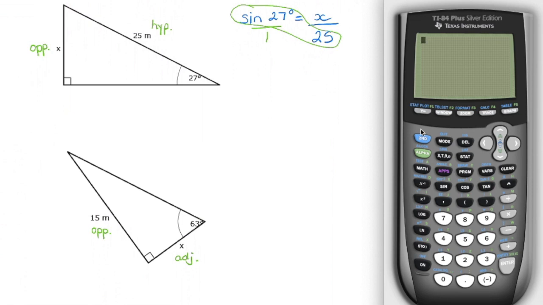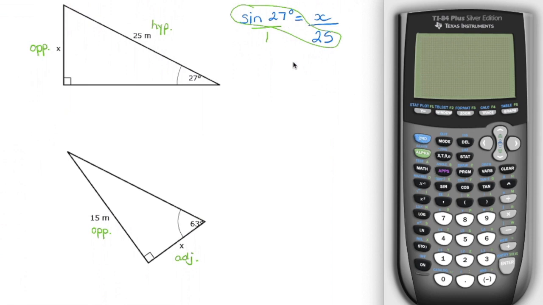First thing we're going to do is make sure we're in degree mode. So we're going to go into the mode, and you can see degrees is right here. We want that black box on it. So we're going to go down to radians, we're going to go over to degrees, and we're going to press enter. And then we can go second function quit to get out of there.